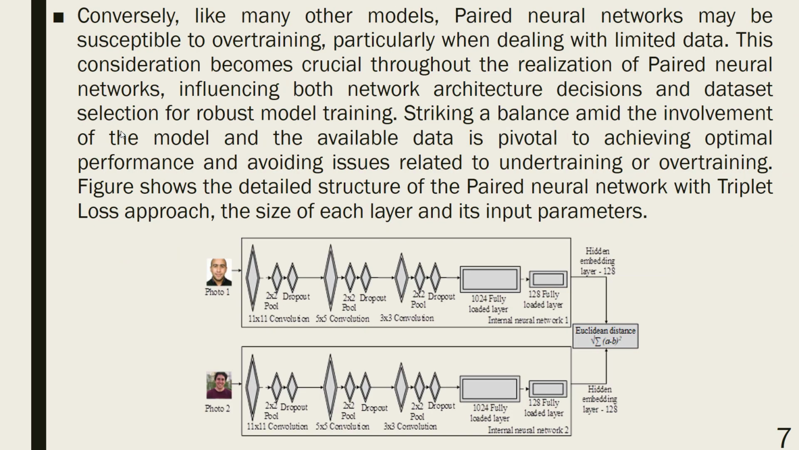Conversely, like many other models, paired neural network may be susceptible to overtraining, particularly when dealing with limited data. This consideration becomes crucial throughout the realization of paired neural networks, influencing both network architecture decisions and dataset selection for robust model training. Striking a balance amid the involvement of the model and the available data is pivotal to achieving optimal performance and avoiding issues related to undertraining or overtraining. Figure shows the detailed structure of the paired neural network with triplet loss approach, the size of each layer, and its input parameters.